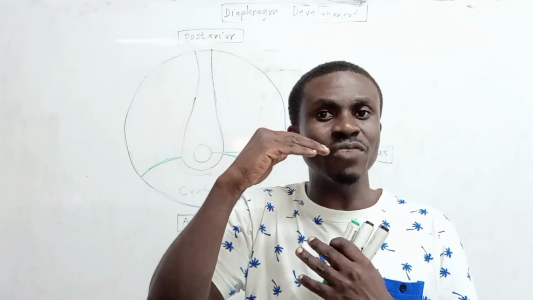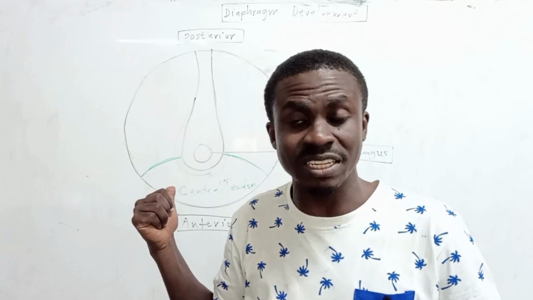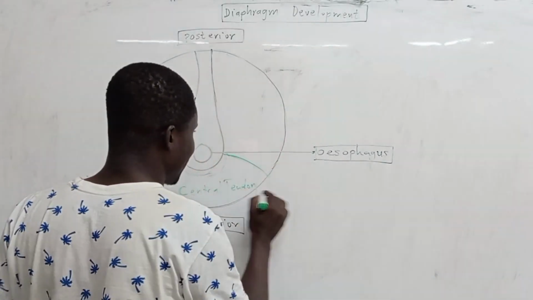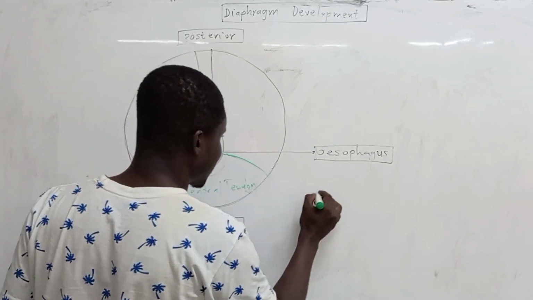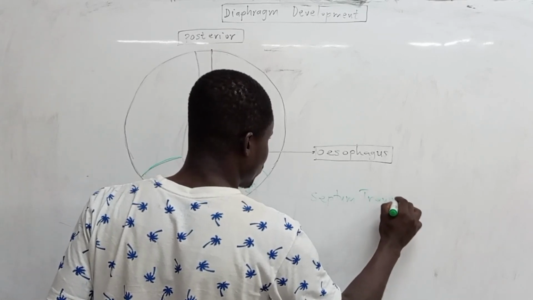But for craniocaudal folding, what is going to happen is that this septum transversum, one of whose derivatives is the diaphragm, in this case the central tendon of the diaphragm, is derived from something called the septum transversum. I want you to know that. Septum transversum.